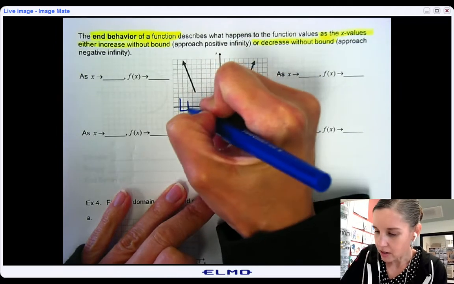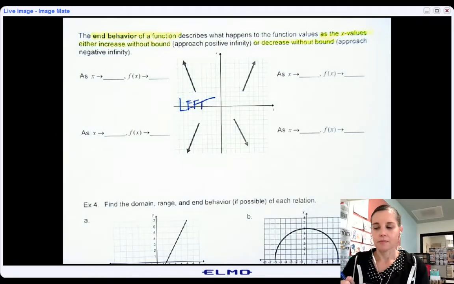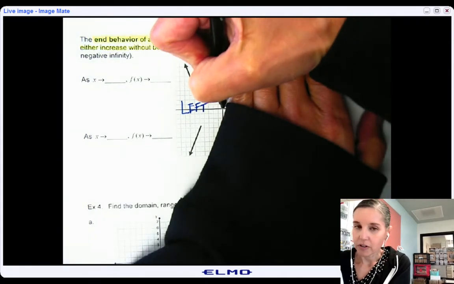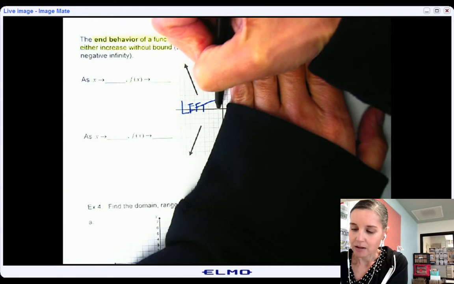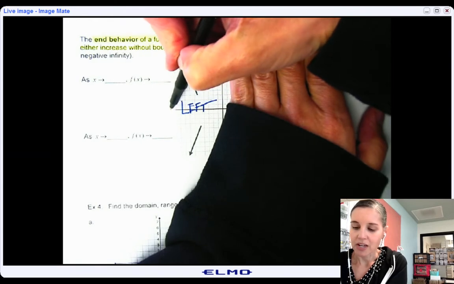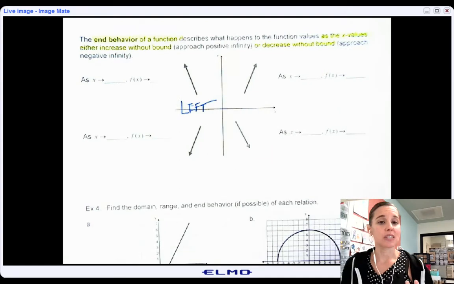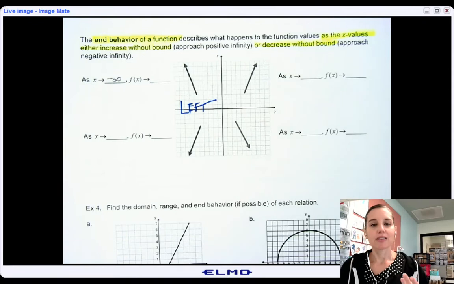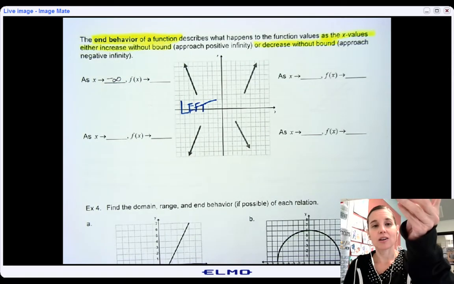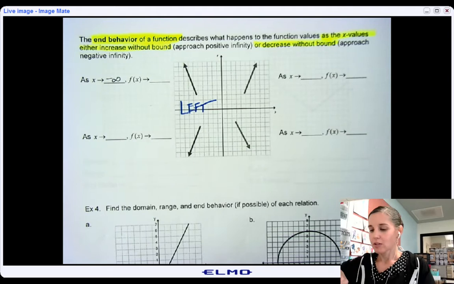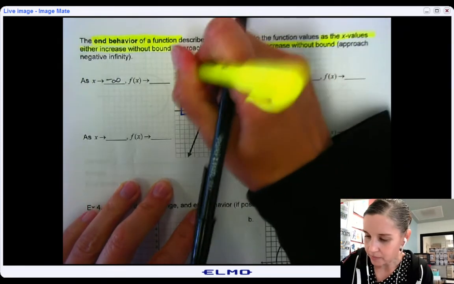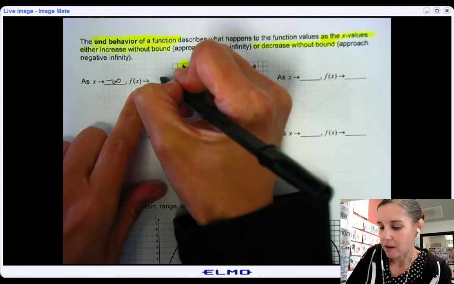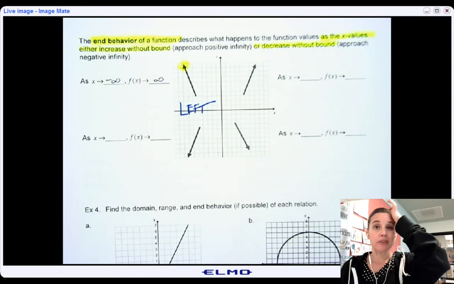So over here, we're on the left. It says as x... if you look, my x's, as they get more and more to the left, are going more and more negative. They're headed towards negative infinity. So I would say as my x goes to negative infinity, and now I look at the left end, because again, these are called end behaviors. Where's our end going? It's going up, more and more positive. So I'd say my function is headed towards positive infinity.